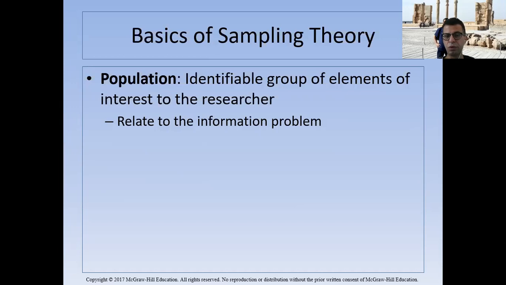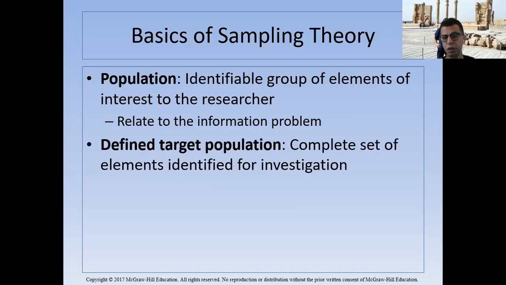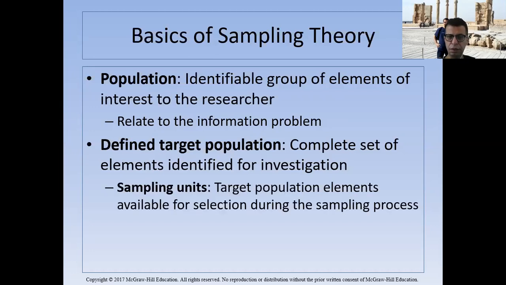And this relates to the information problem. Now we need to define the target population. Which elements are identified for investigation? Are we going to interview 10 people, 100 people, or 1,000 out of the whole group? So we have the whole population, all the people, then we select the population, and from that population we sometimes select a group out of it. The sampling unit is the target population element available during the sampling process.